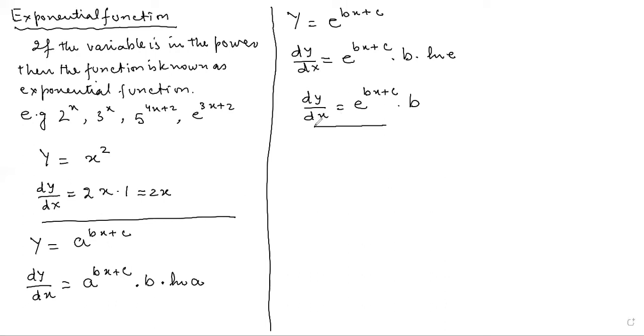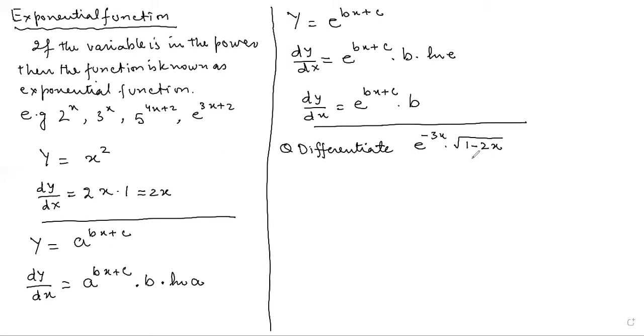Now, I will elaborate this with the help of examples. The question is: differentiate e raised to minus 3x under root 1 minus 2x. Now you can see that there are two functions. One is e to the power and the other one is under root 1 minus 2x.